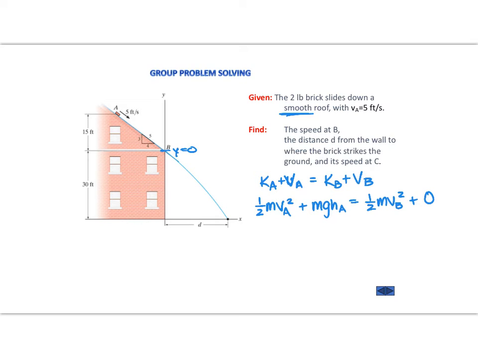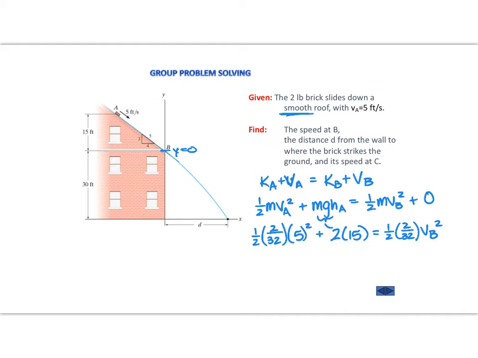When I'm putting in values, I could have simplified this. I just wanted to point out that the 2 pounds was a weight, so we'd have to divide by the acceleration of gravity in feet per second squared in order to have the mass. We could use mg as the weight, and so I could just have 2 times the 15, because 2 is the mg, and then I'll also have here 1/2 times 2 over 32 times v_B squared.